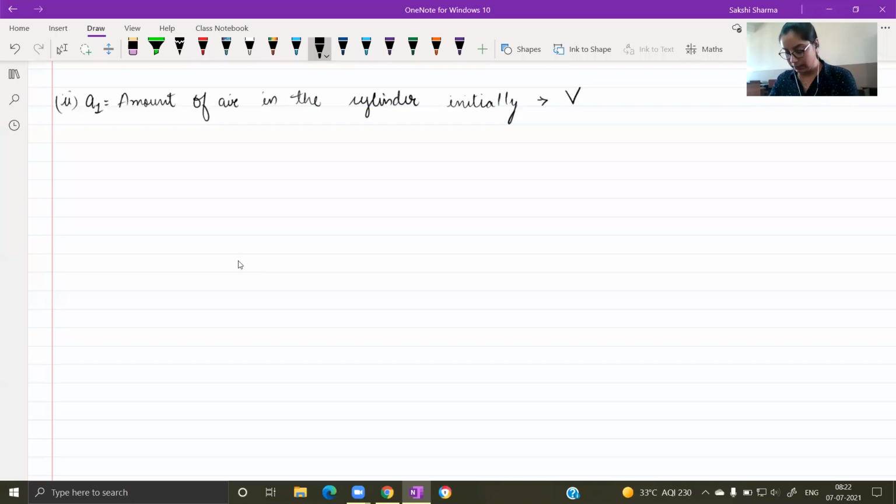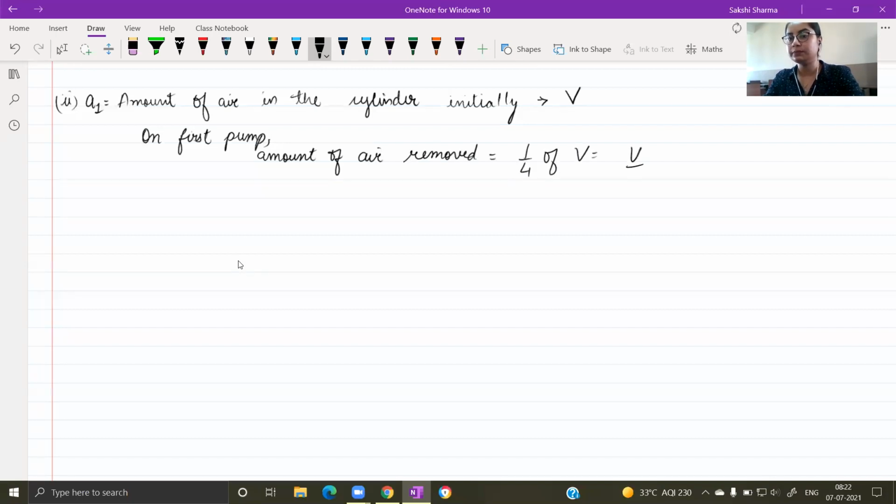This will be A1. Then on the first pump, the amount of air removed will be 1/4 of V.